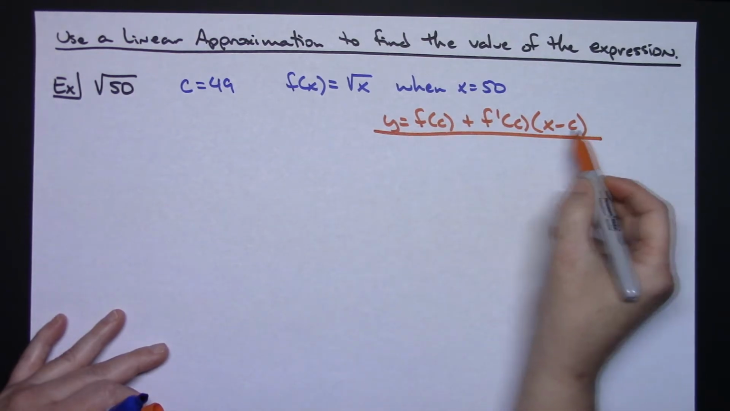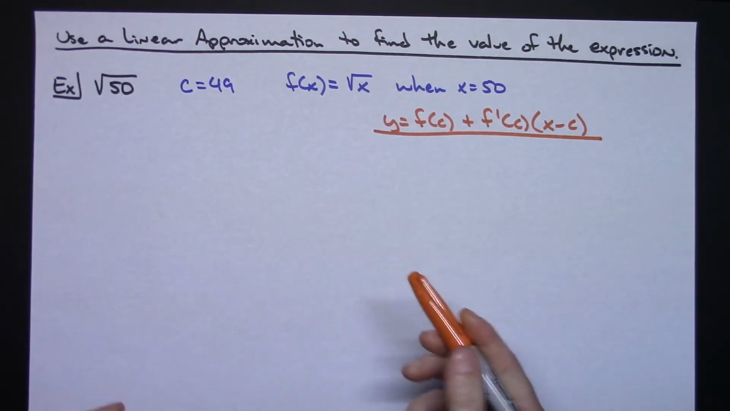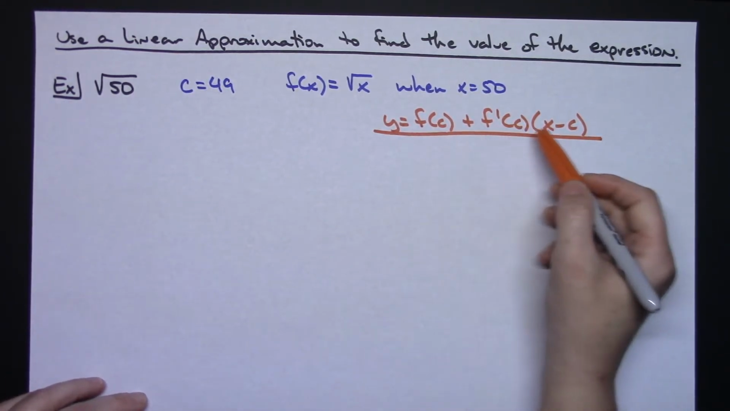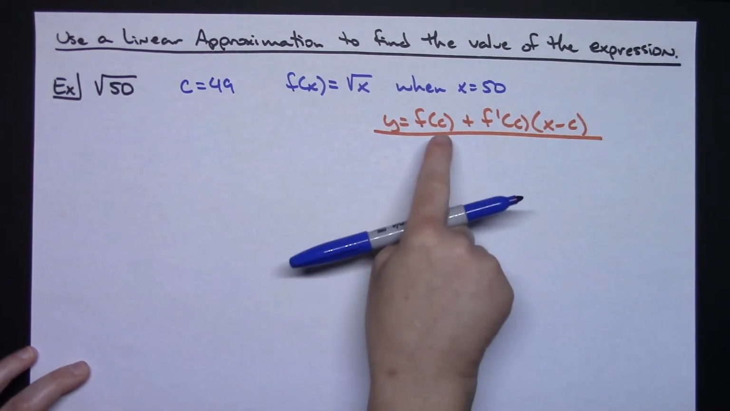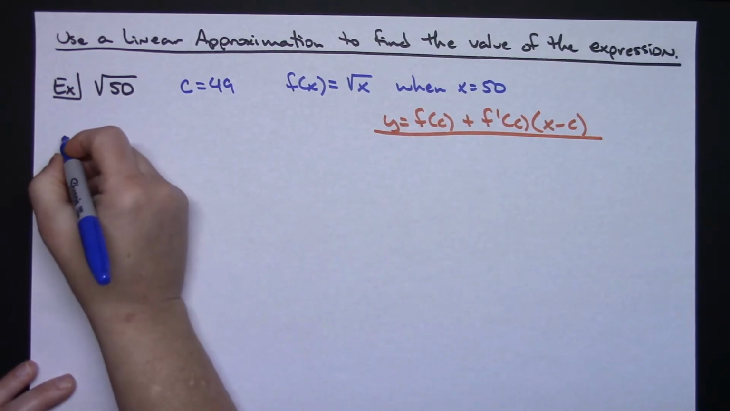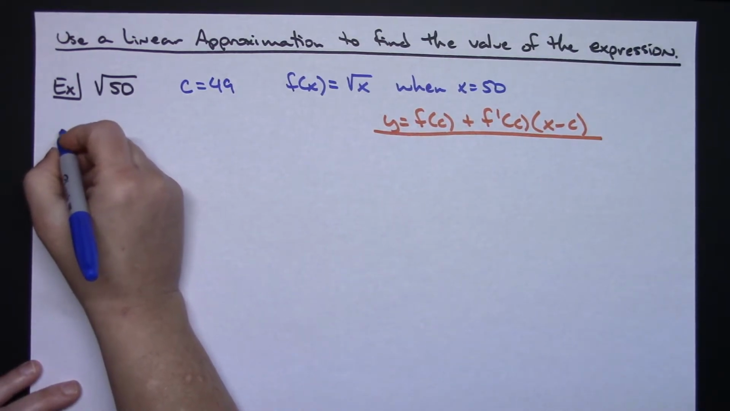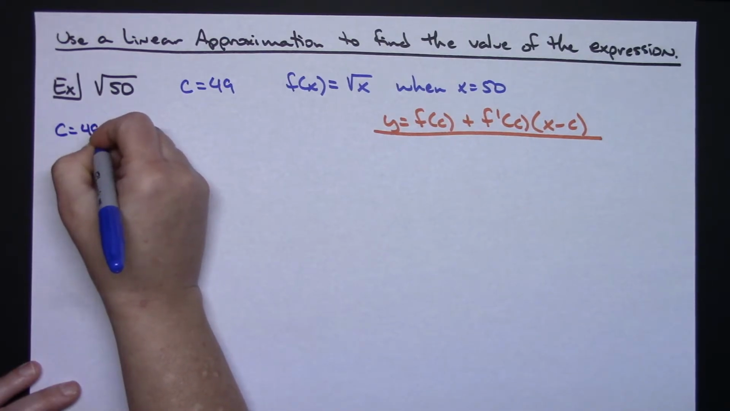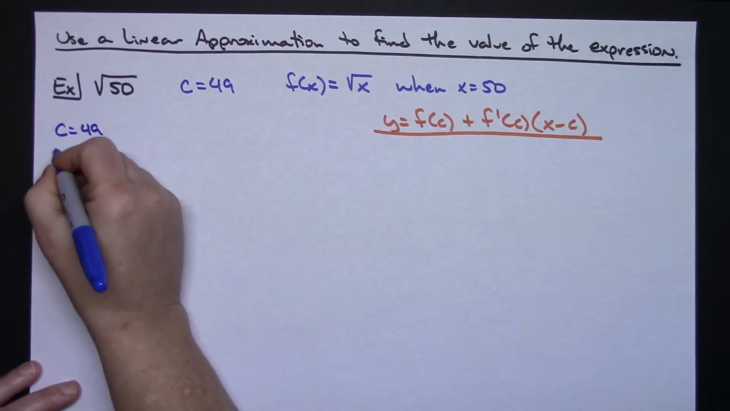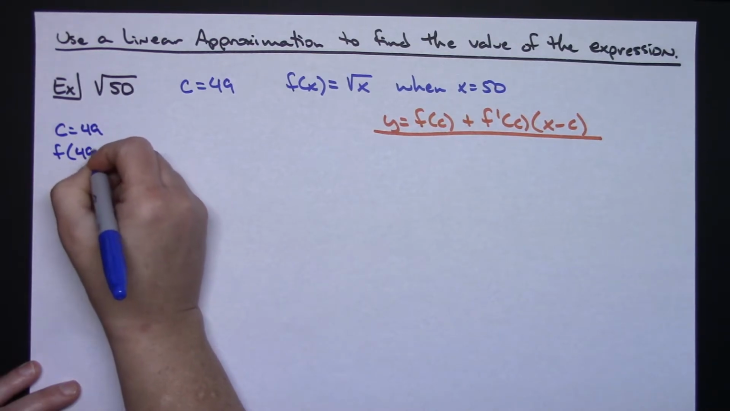Alright, now basically, you just have to go through and think about what you need. I need f of c, I need f prime of c, I need an x minus c. My c value is 49, so I need f of c. Let's be a little bit detailed here. So c equals 49, I need to calculate f of 49.